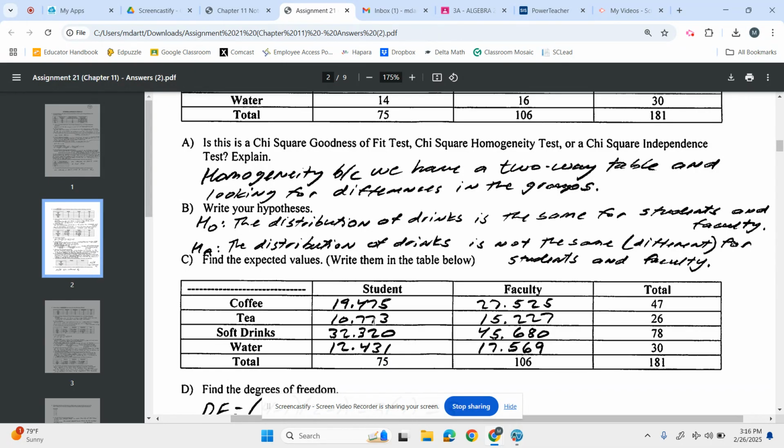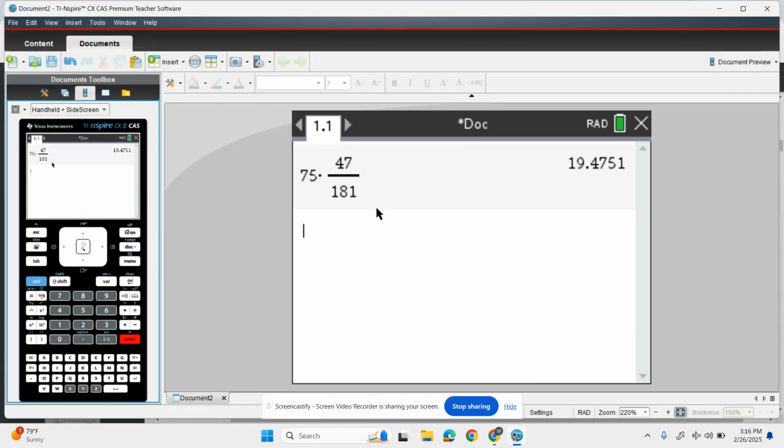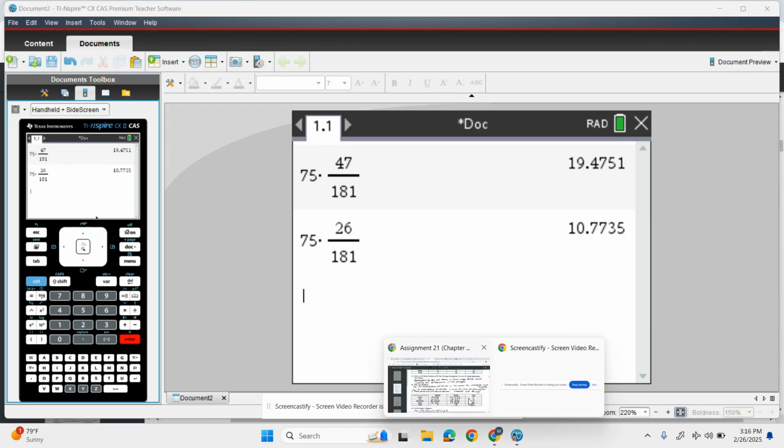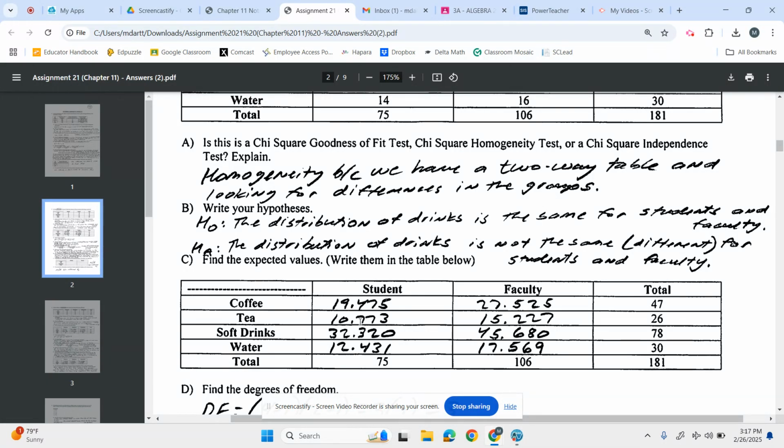Now let's talk about this 10.77, and it's kind of the same for each. So I'm just going to go up and copy this, and I'm going to change 47 to 26, and I get 10.7735, which is right here. 10.773 is what I put. And I could continue to do that all the way down for this one and this one.